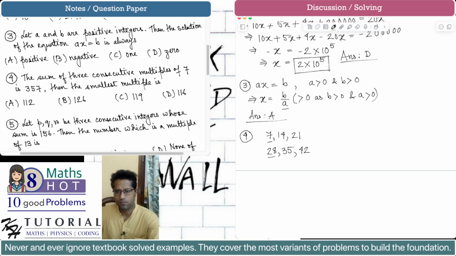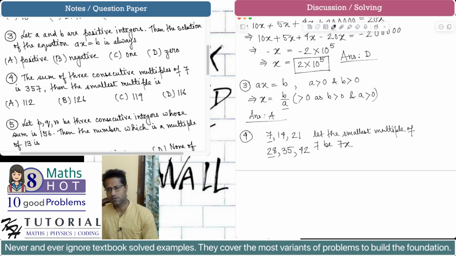So we can assume that the smallest multiple of 7 in the three consecutive multiples of 7 be 7x, because any natural number which is a multiple of 7 has to be of the form 7x, where x is some natural number. So that is the reason we are assuming that the smallest multiple of 7 in the three consecutive multiples of 7, let that be 7x.